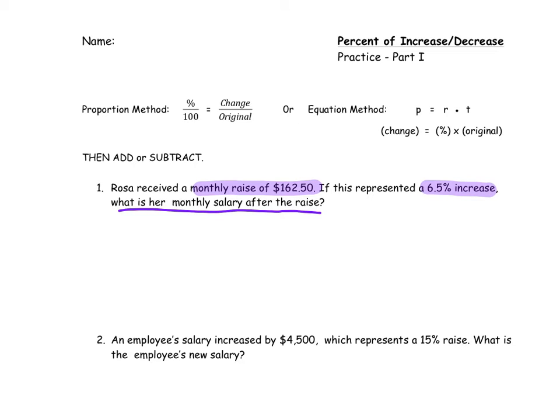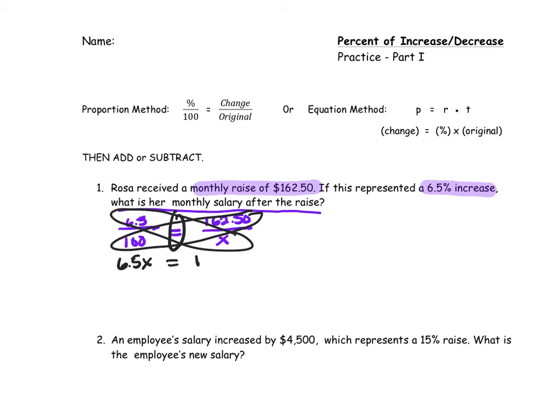So we're going to start with a percent. They give us 6.5%. So I'm going to write that as 6.5 over 100 equals, and this time I know the amount of change. They mentioned $162.50 is her monthly additional raise. So what I don't know is her monthly salary. So we're going to multiply 6.5 times x, and then multiply 100 times $162.50. So that's going to be 16,250. And now we have to solve.